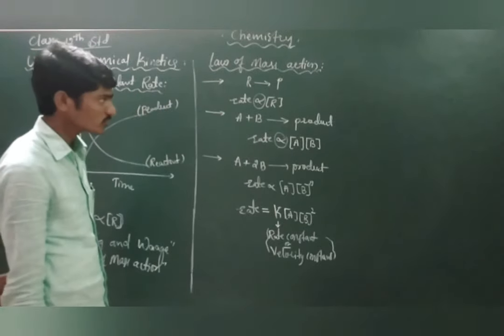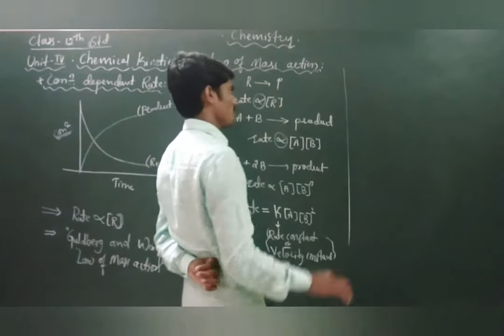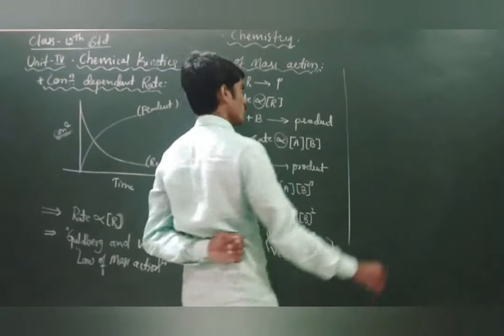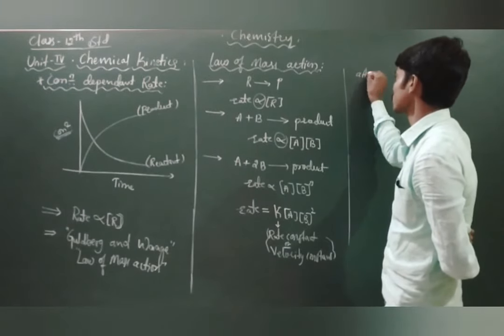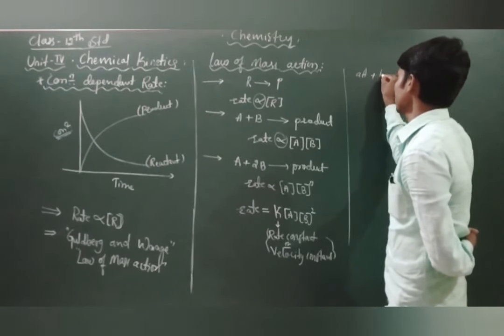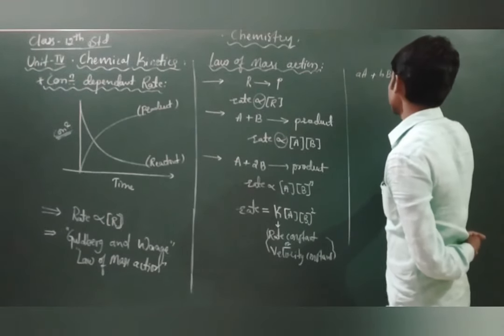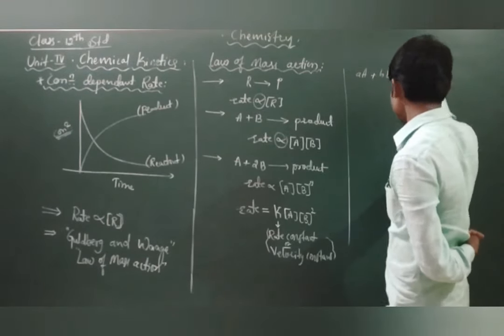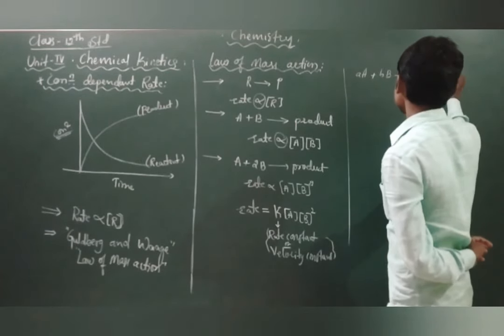Is it clear? Let us write the rate expression for a generalized equation where the stoichiometric coefficients are different. Let us consider one such reaction: a moles of A reacts with b moles of B, which in turn gives rise to the products, c moles of C and d moles of D. I am generally writing it as a product.